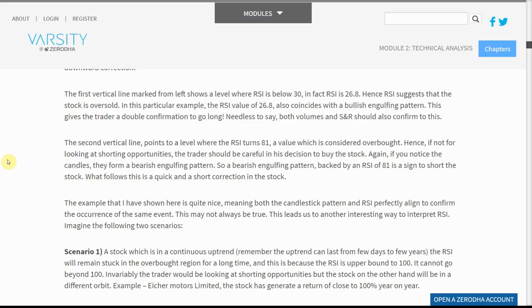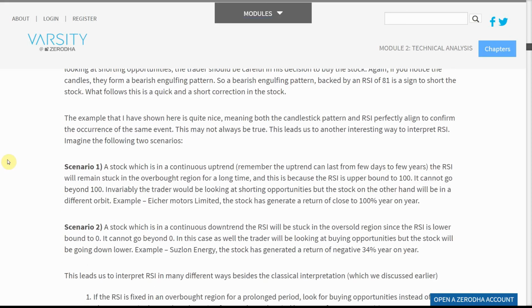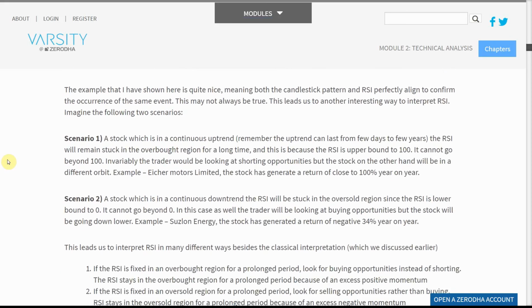The example that I have shown here is quite nice, meaning both the candlestick pattern and RSI perfectly align to confirm the occurrence of the same event. This may not always be true. This leads us to another interesting way to interpret RSI. Imagine the following two scenarios.